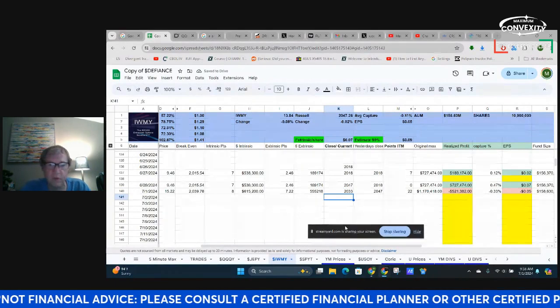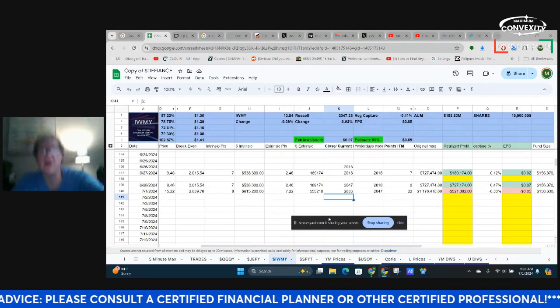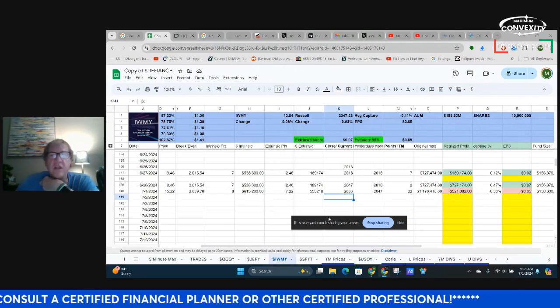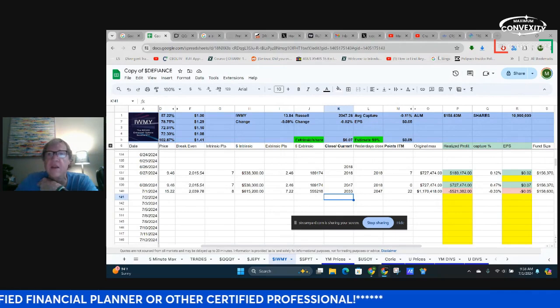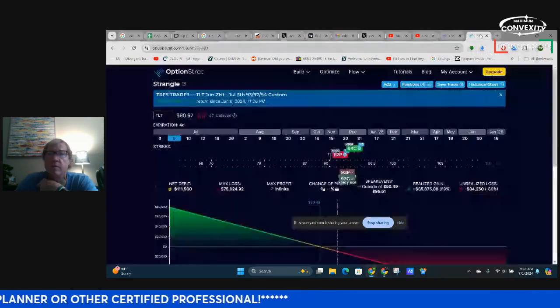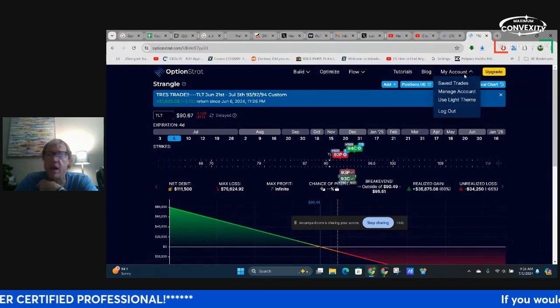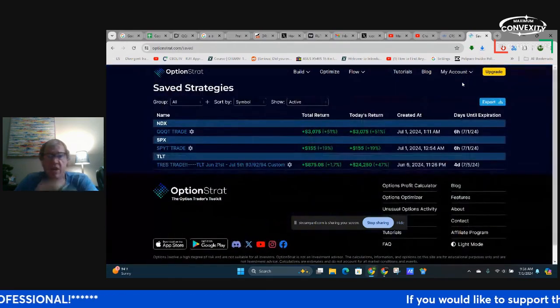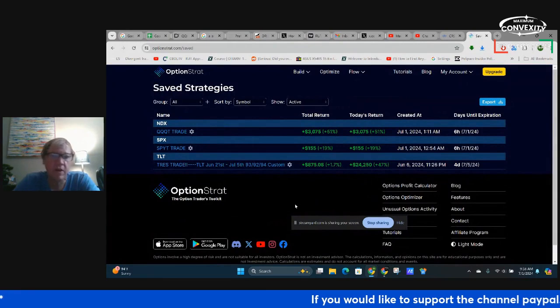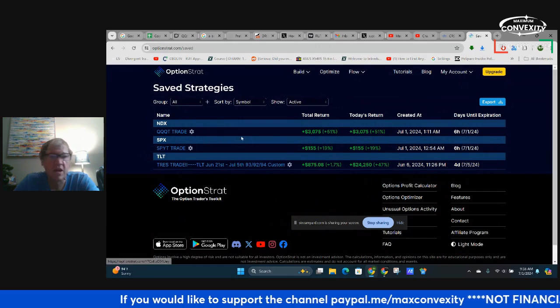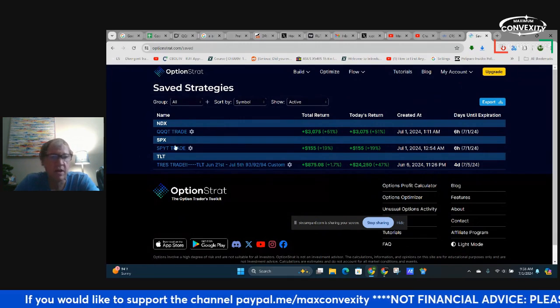Okay. So let's look at some others. I want to look at QQQT and SPYT right now. I modeled their trades out so you guys don't have to look at those ugly freaking spreadsheets. I just modeled QQQT's trade and SPYT's trade out in OptionStrat.